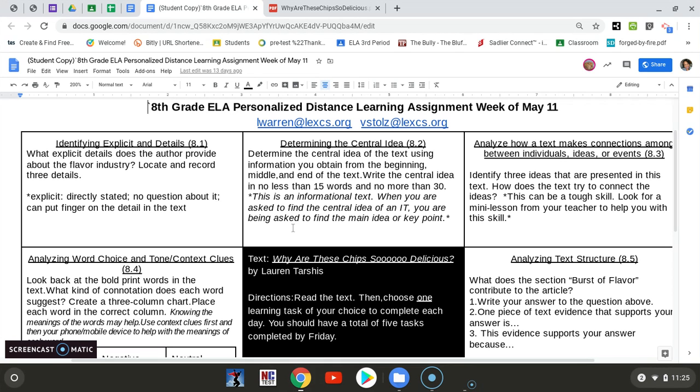Again, informational text. When you're asked to find the central idea of an informational text, you're being asked to find the main idea or key point. Notice it says for the main idea, we want you to write it in no less than 15 words and no more than 30. Do not start the statement with the main idea or the central idea of the text is. You don't need to do that, okay? Just tell us, what is this text mostly about in no less than 15 words, but no more than 30 words?